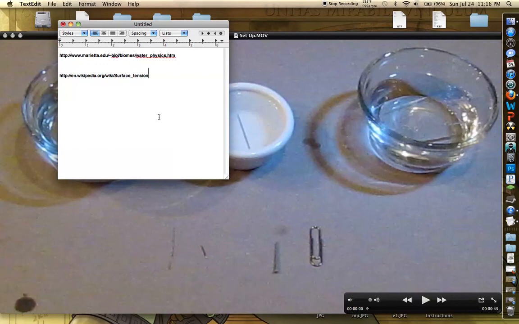My name is Jacob Griffith. This has been a series of experiments, though simple, on surface tension of water and oil.